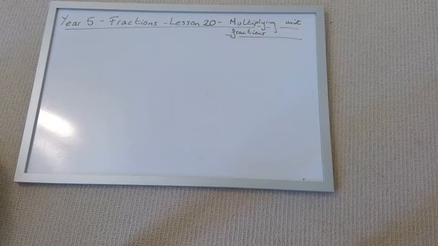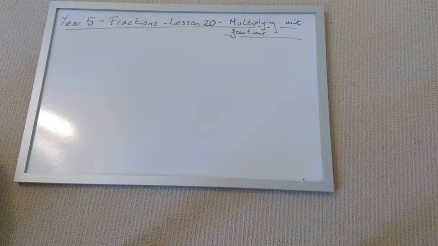Good morning, Year 5. Today is lesson 20 of our series of fractions lessons. And today, once again, we're going to be multiplying unit fractions by integers. Yesterday, we started to look at this type of problem. And the ones we looked at were fairly simple because all the answers came to less than one whole. So we ended up with a proper fraction as an answer.